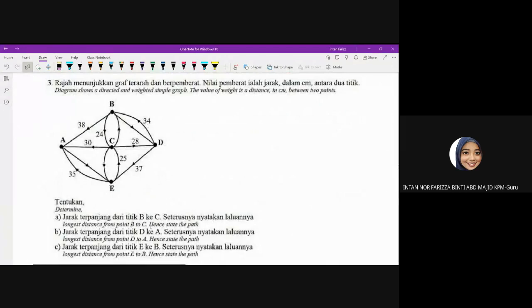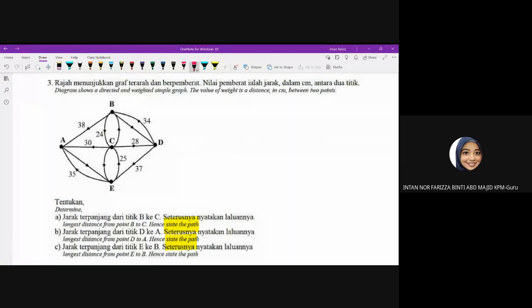Basically, it is the same. You just have to look at the arrow and the weightage. The first one, longest distance from B to E. You list out whatever possibilities or possible answers that you have. Next, longest distance from D to A. And then you have to state the path. State the path, that means you have to use arrows. And the last one is longest distance, and you have to state the path also.